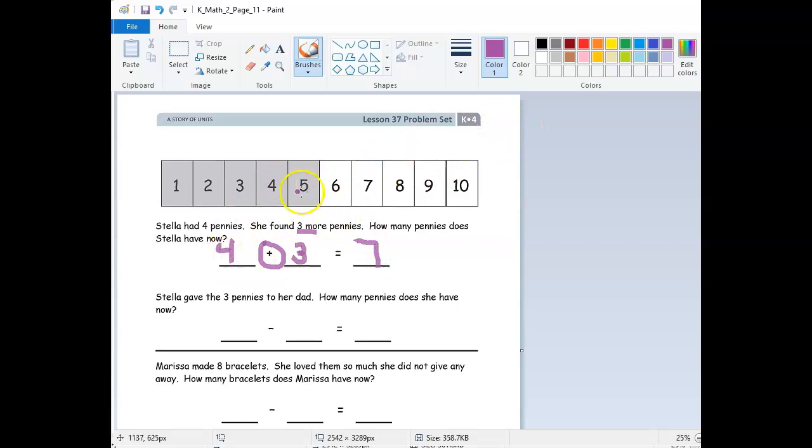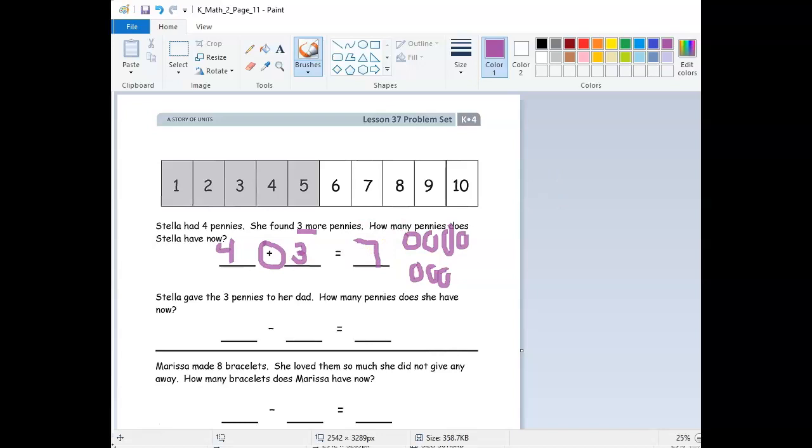And remember, if you need to draw the picture, you can draw the picture to the side. She has 4 pennies. 1, 2, 3, 4. And she found 3 more pennies. 1, 2, 3. How many does she have now? Yes, altogether she has 7 pennies.